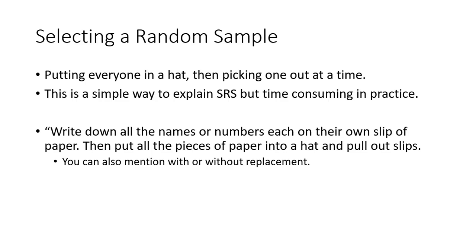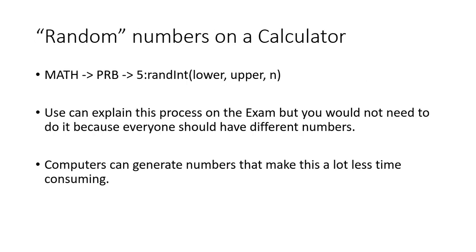Things you can write down if you're asked to explain a simple random sample: write down all the names on slips of paper, put those pieces of paper in a hat, and then pull them out one by one. You also want to mention if you're doing it with replacement or without replacement. So once the name's been selected, are they put back in or are they kept out of the selection process after they've been picked? Okay, so that's super simple. It is just time consuming.